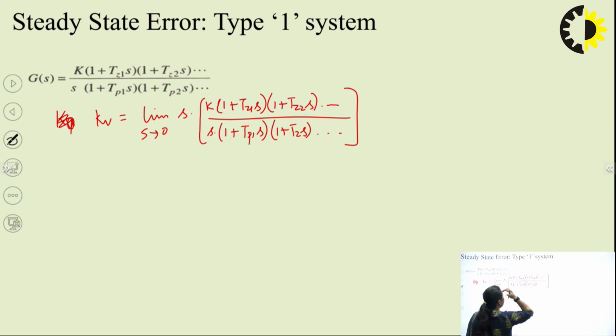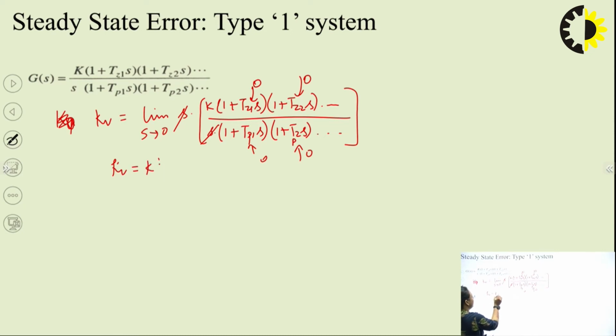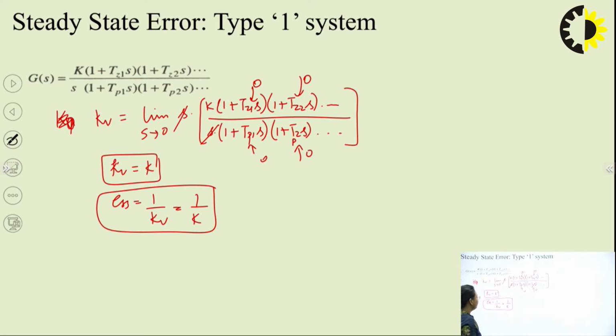Again here this s gets cancelled with this s, and all the terms having s will become 0. So the value of Kv will be equal to K. The corresponding steady state error will be 1 upon Kv, which equals 1 by K. So we are getting the value of the velocity error coefficient for the type 1 system, and the corresponding steady state error will be some constant.